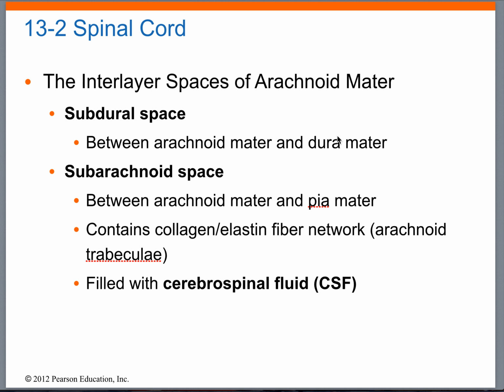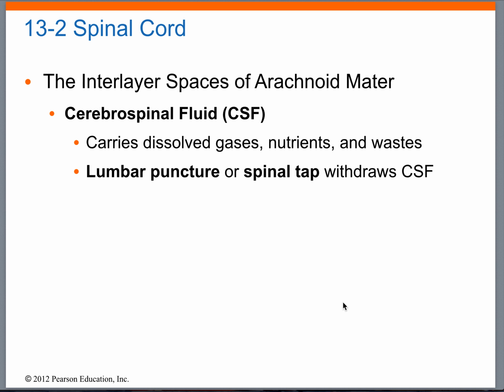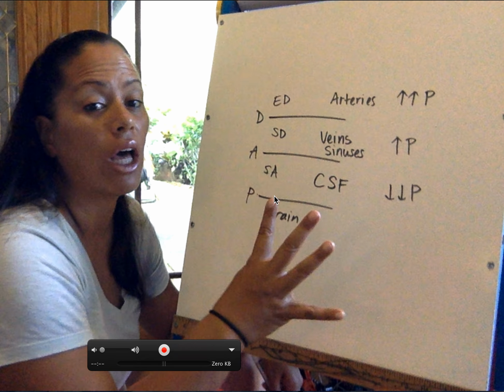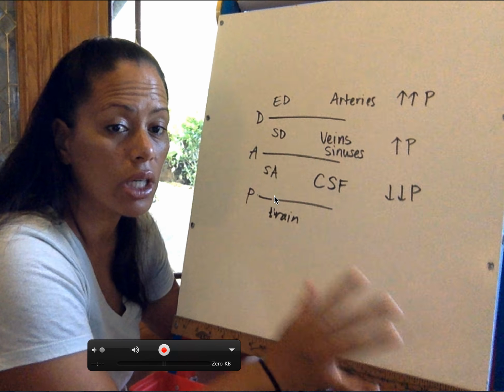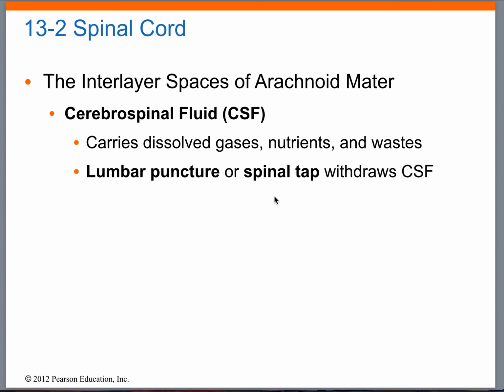Let's take a look at the subdural space and subarachnoid space. We talked about the subarachnoid space containing CSF, and CSF basically carries dissolved gases, nutrients, and waste products. It surrounds and wraps the brain and spinal cord to help protect it as well. If I want to do a lumbar puncture or a spinal tap, where did we say that was? About the level of L4 to L5. Why? Because the spinal cord ends at the level of L2.